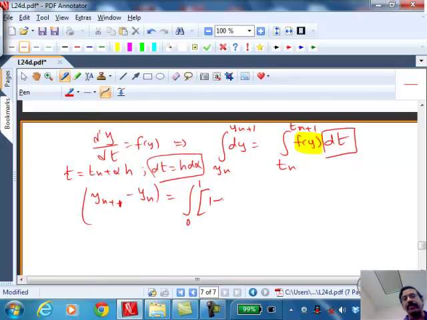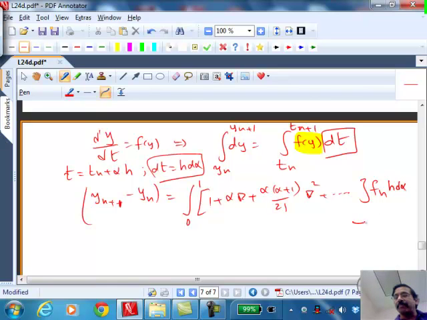And I will have 1 plus alpha delta plus alpha times (alpha plus 1) over 2 factorial delta square, etc., Fn. Fn is the reference point, multiplied by dt, which becomes h d alpha. Plus, because I have that truncation error term of order h to the power m plus 1, this is going to be now of order h to the power m plus 2, because I have another h coming from there. So integration typically improves the accuracy, gives you lower truncation error. Order is more.